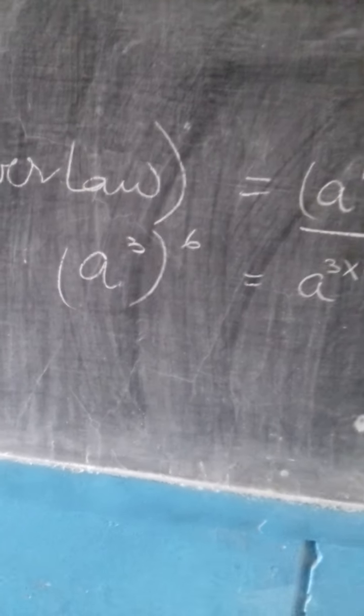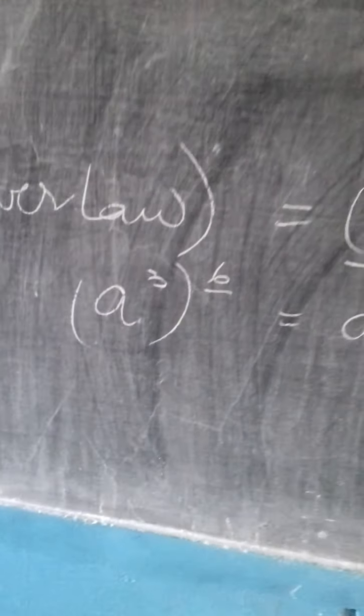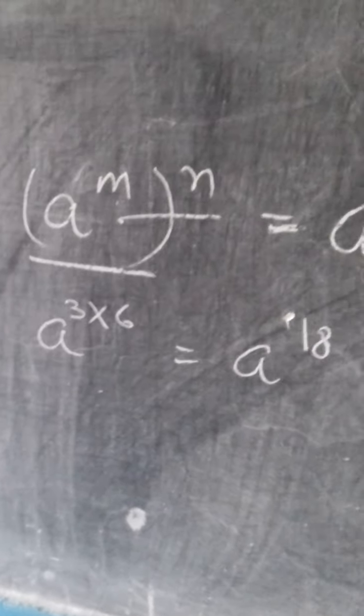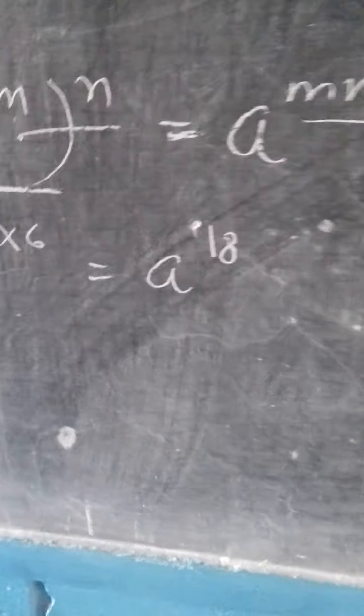Now understand it with the help of an example. a to the power 3 in brackets and again there is a power 6. Now you will remove the bracket and it will be a to the power 3 into 6, a to the power 18. I hope these laws are clear to you.